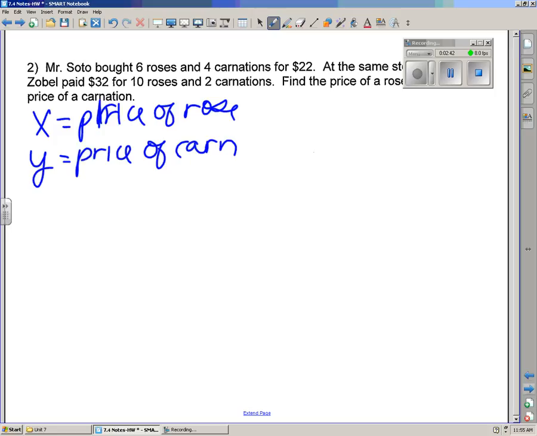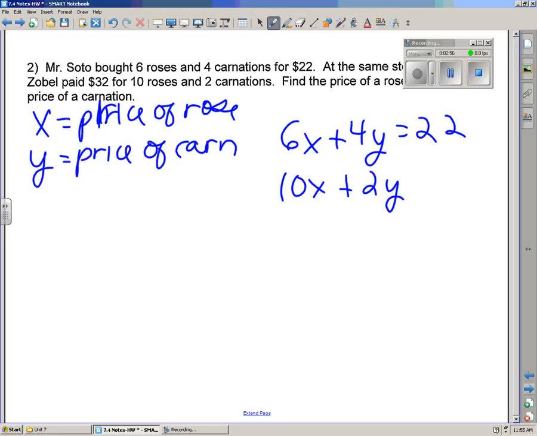Well, I know that with that first sentence all about Mr. Soto, 6 of those roses, 6x, plus 4 of those carnations, 4y, is $22. Mrs. Zobel did 10 roses, or 10 x's, 2 carnations, 2 y's, and she spent 32. Well, I can't eliminate right off the bat. Substitution might not be so preferable here. I'm going to go for elimination. I'm going to try to eliminate y's.